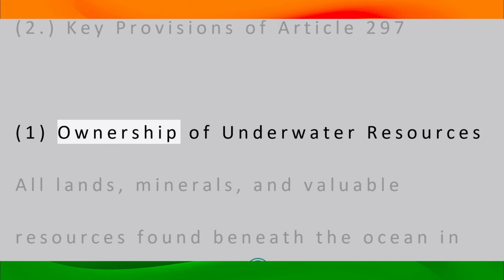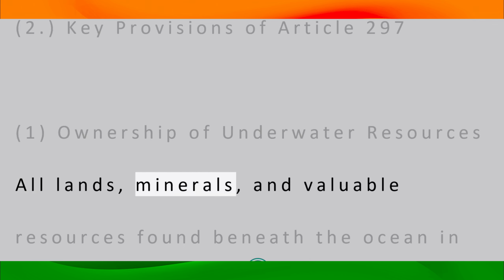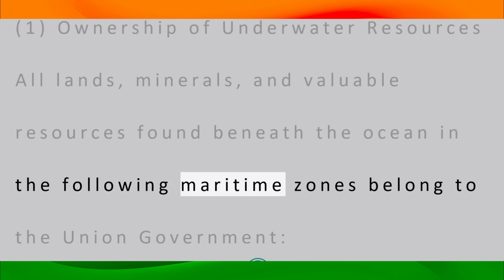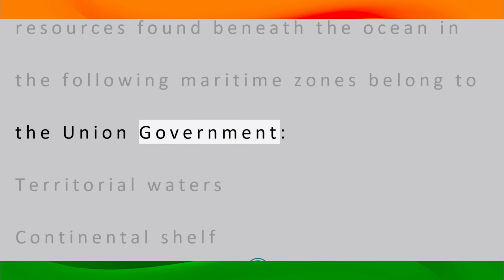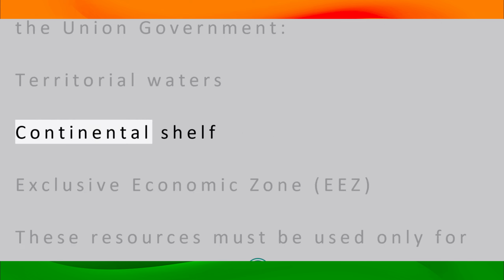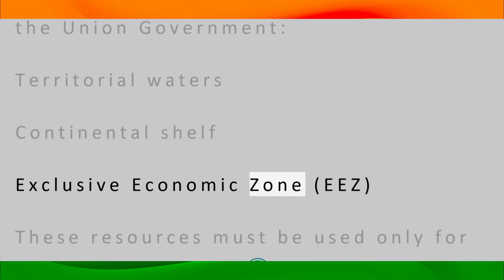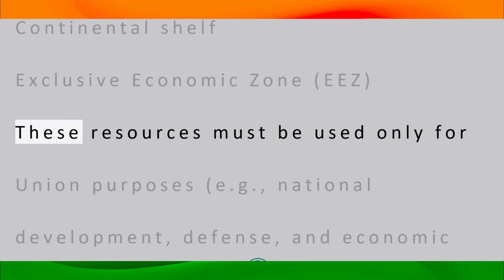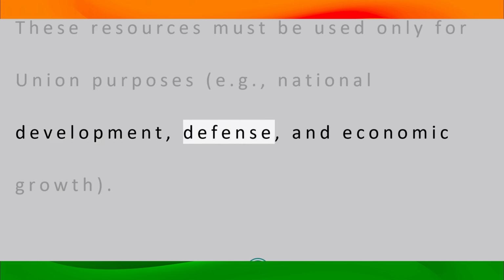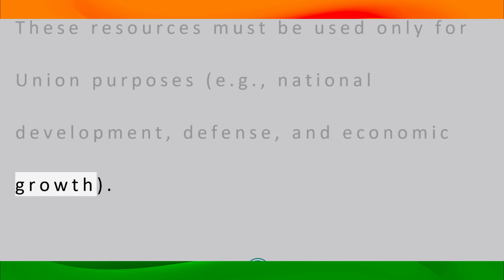2. Key provisions of Article 297. 1. Ownership of underwater resources. All lands, minerals, and valuable resources found beneath the ocean in the following maritime zones belong to the Union Government: territorial waters, continental shelf, and exclusive economic zone, EEZ. These resources must be used only for Union purposes, for example national development, defense, and economic growth.